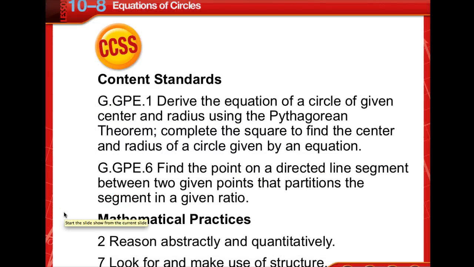Okay, now for the last lesson of this unit, equations of circles. If you are not very good with completing the square or the quadratic formula, you might want to practice that a little bit before you get started on this, and dust off the distance formula because we're going to be using it as well. These are the content standards and the mathematical practices that will be used in this lesson.